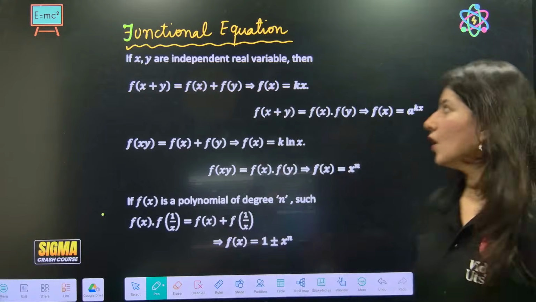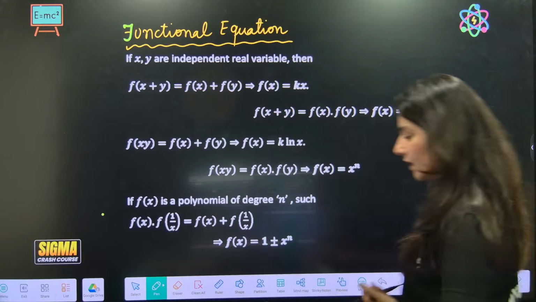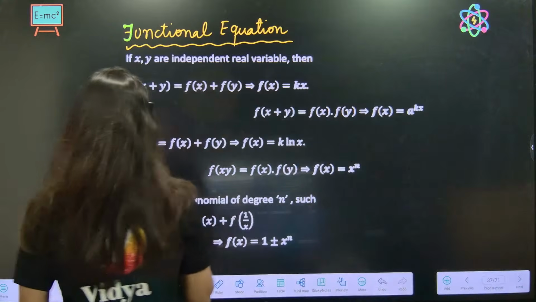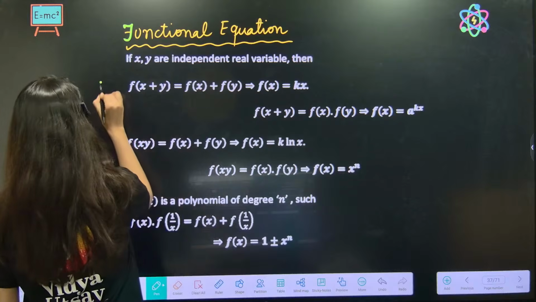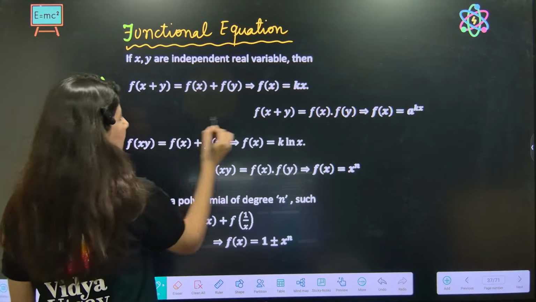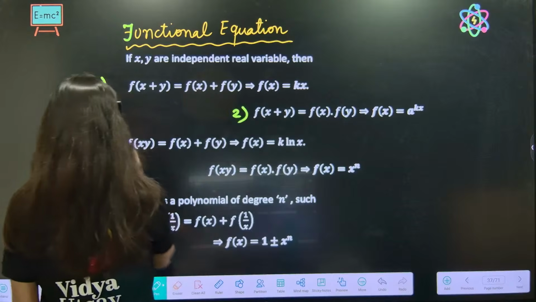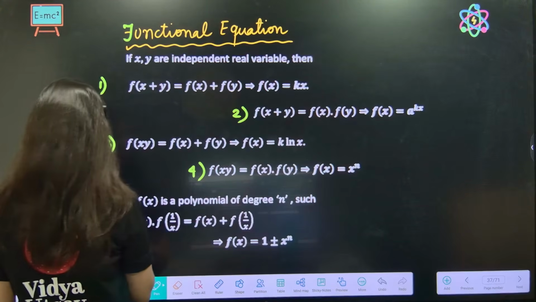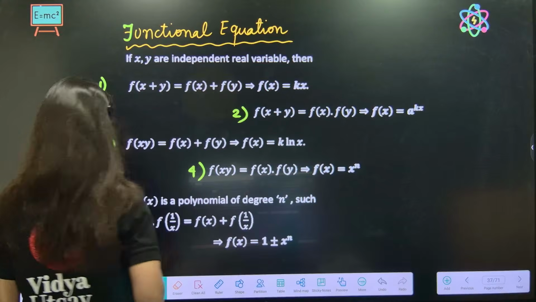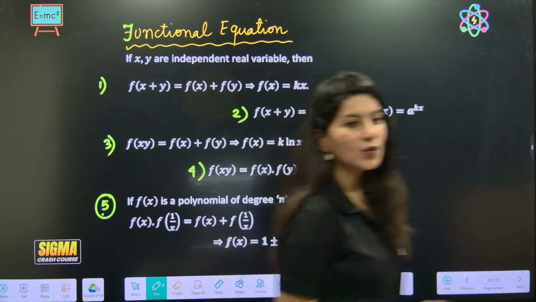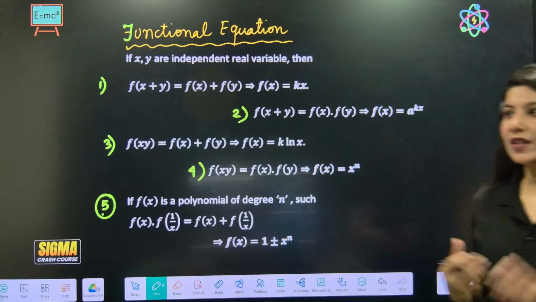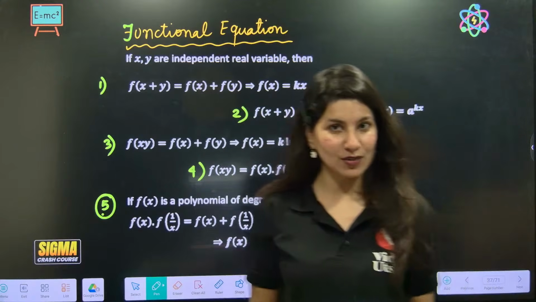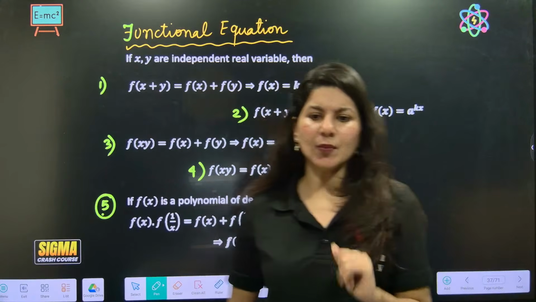Ready? Okay. Functional equation, right? So these are the functional equations which are written over here that you have to study. Number 1, this is number 2, number 3, number 4, and this is number 5. These are the functional equations that you have to study. Based on this, JEE Main can give a lot of questions. I will help you in remembering this.